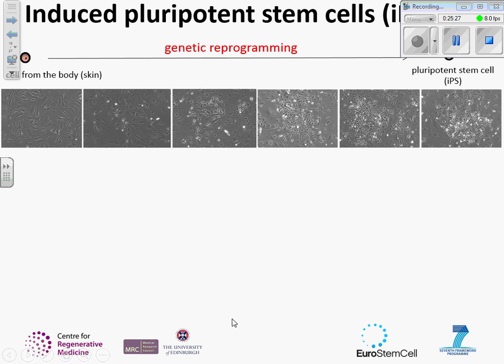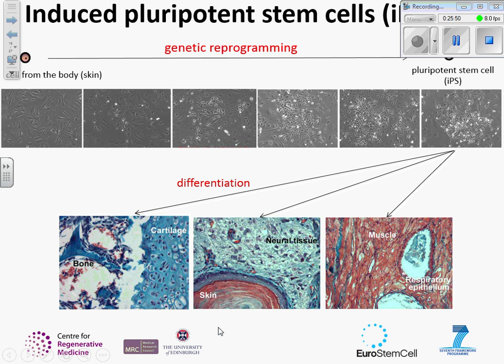You can't see those particularly clearly on the big screen, but there is a difference there. And the idea is you start with, say, a skin cell over here on the left. By genetically reprogramming it, or a group of them, let's say, treating them chemically so that certain genes are turned on and off, you end up with these pluripotent stem cells, which, if you treat them differently again, you can use to create, let's say, cartilage or bone or nerve or skin or muscle or respiratory epithelium. It just could be anything.